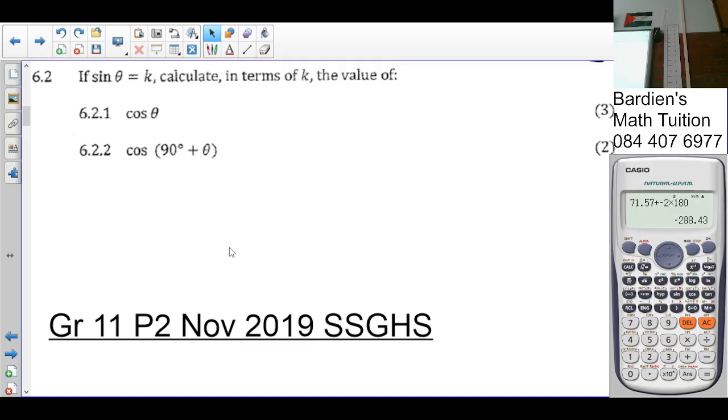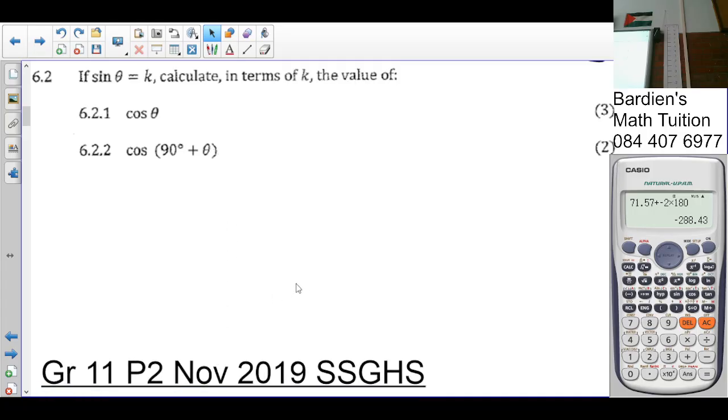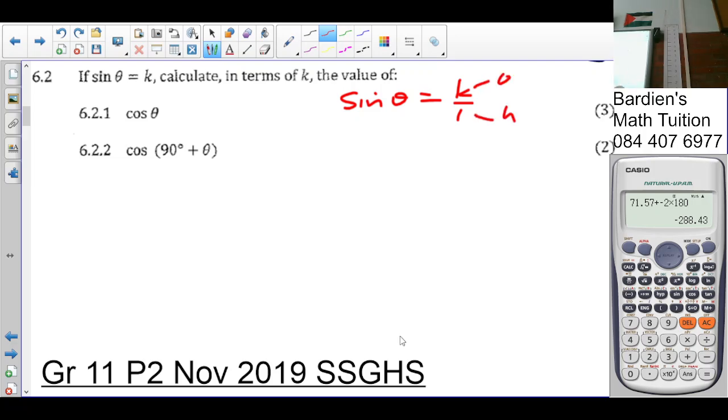6.2. It says if sine of theta is equal to k, calculate in terms of k the value of. So what do we do first? We draw a triangle. So you say sine of theta equals k over 1. So sine stands for what? Opposite over hypotenuse. I had to tell you it's in the first quadrant, but okay.